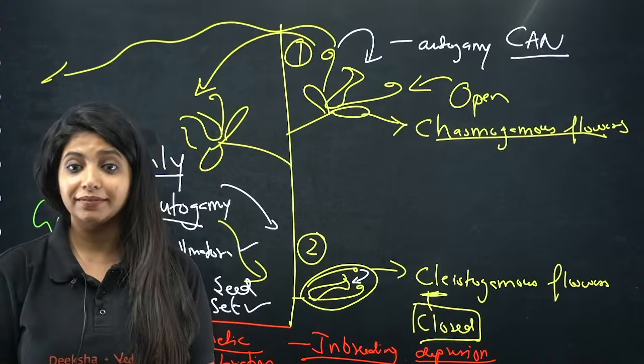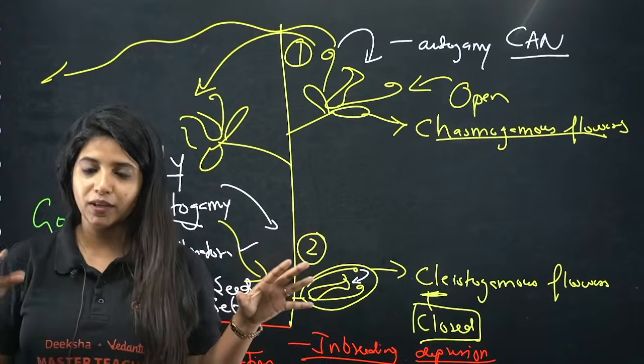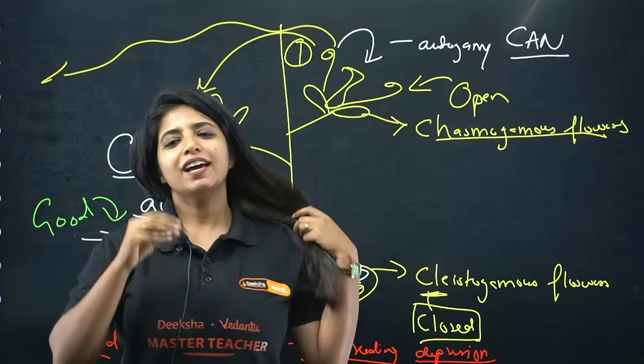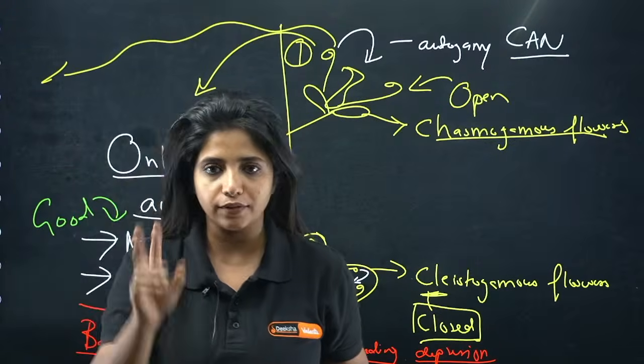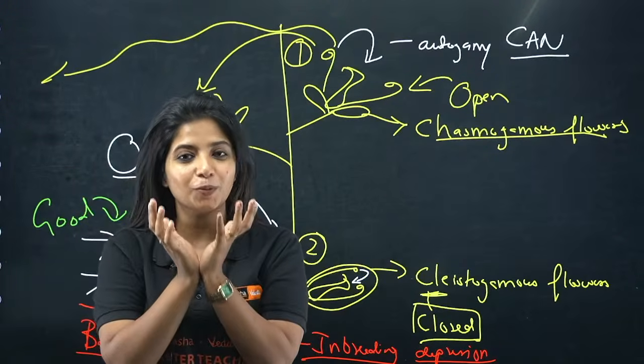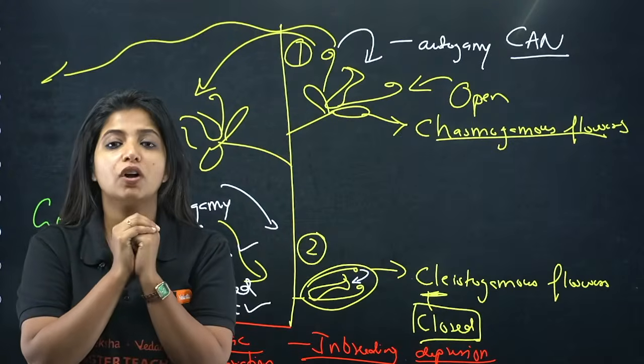Are you getting it? Okay, so I'll just sum it up once so that everything is back in our brain. All the plants that we see, at least some types of plants that we see, might have two types of flowers. One is chasmogamous flowers, which are always open, and one is cleistogamous flowers, which are always closed.